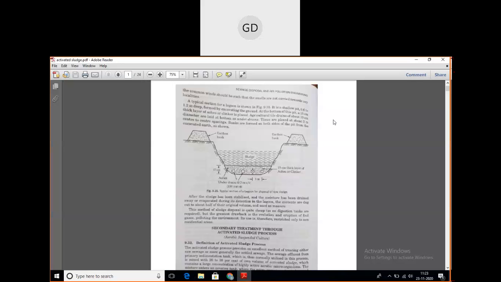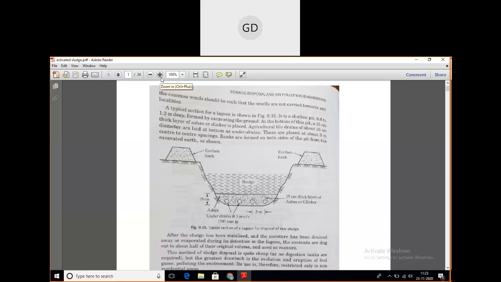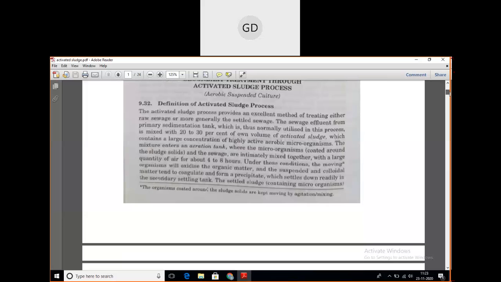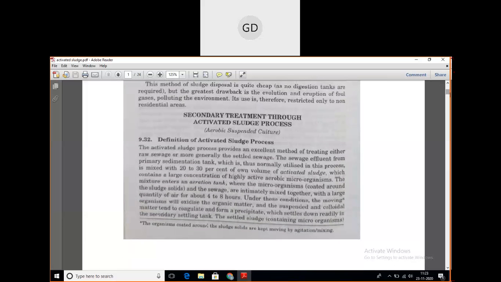So we have learned about the trickling filter process. That day I told you that there were two processes for filtration under biological treatment, two types of filters. One is the trickling filter, in which the biomass, the organic matter and microorganisms, are attached to the filter media, and the other one is suspended.